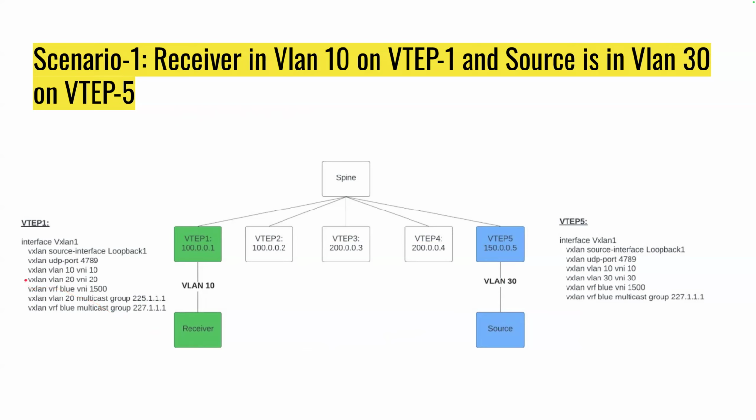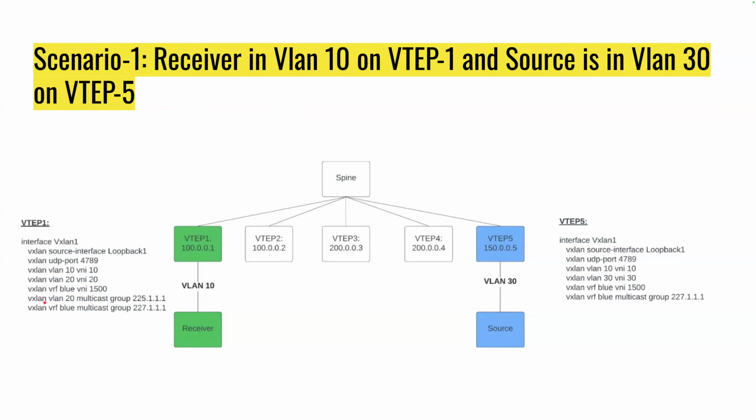So we have this configuration on VTEP 1. The assumption here is that we already have the existing EVPN VXLAN configuration that is required for the unicast flows. With that assumption, we are going into these scenarios. On VTEP 1, we have VLAN 10 to VNI 10 mapping and VLAN 20 to VNI 20, and VLAN 10 and VLAN 20 are part of this VRF blue. The underlay group per VRF is 227.111. We do have one for VLAN 20, but we can ignore this for now because we are not using it.